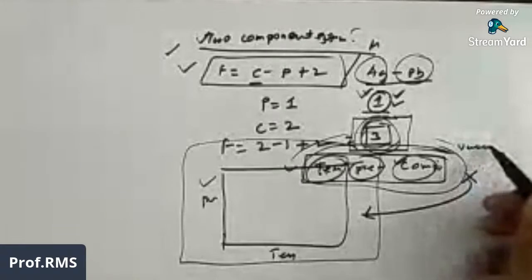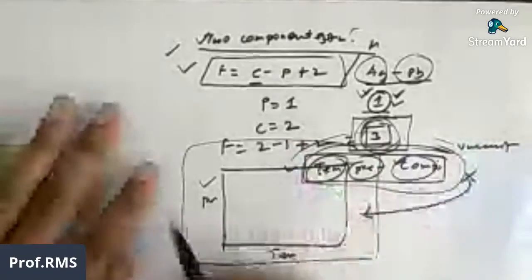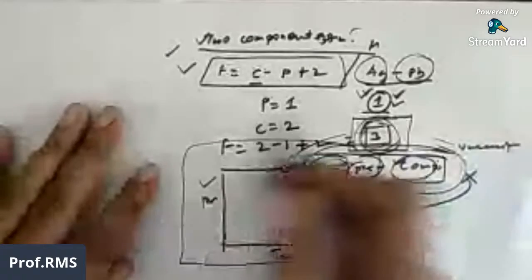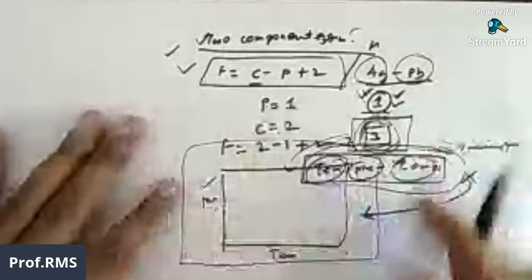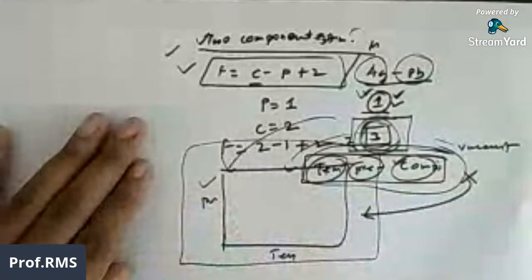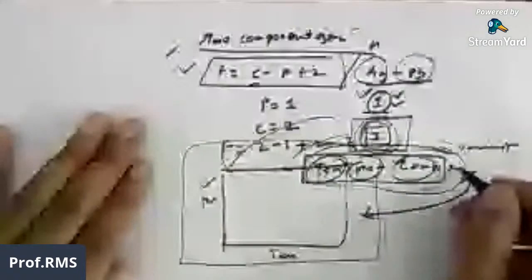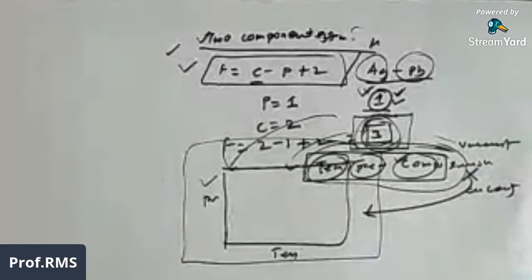variable as a constant. So for 3 degrees of freedom, it's not possible to construct the phase diagram. What I'm saying is, for 3 degrees of freedom, for 3 variables, it's not possible to construct the phase diagram. Therefore, one variable should be considered a constant.